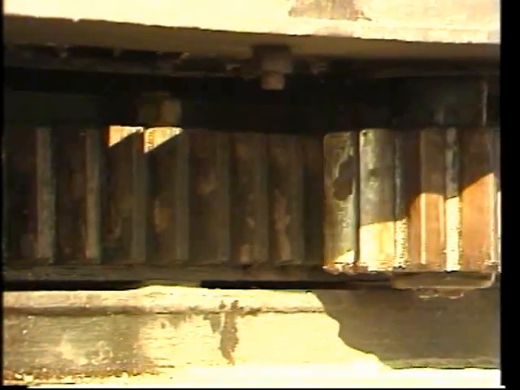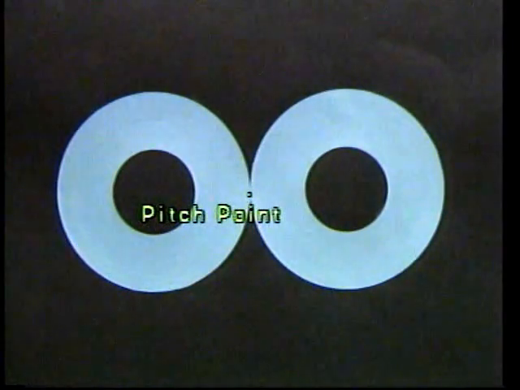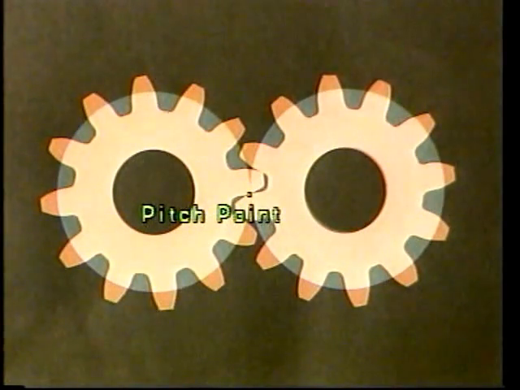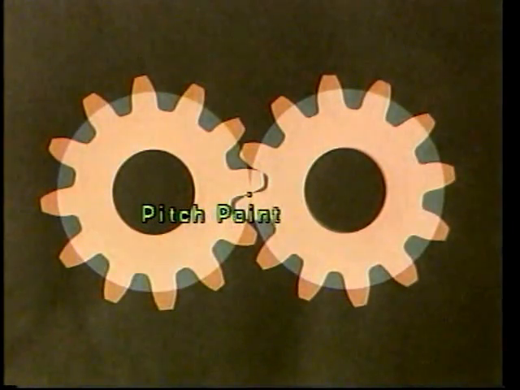Whenever the transmission of uniform motion without slip is required, gears are used. The gear drives ensure positive transmission of motion. When two cylinders are in contact, the point of contact is called pitch point. Similarly, when two gears are in mesh, the teeth make contact at pitch point.